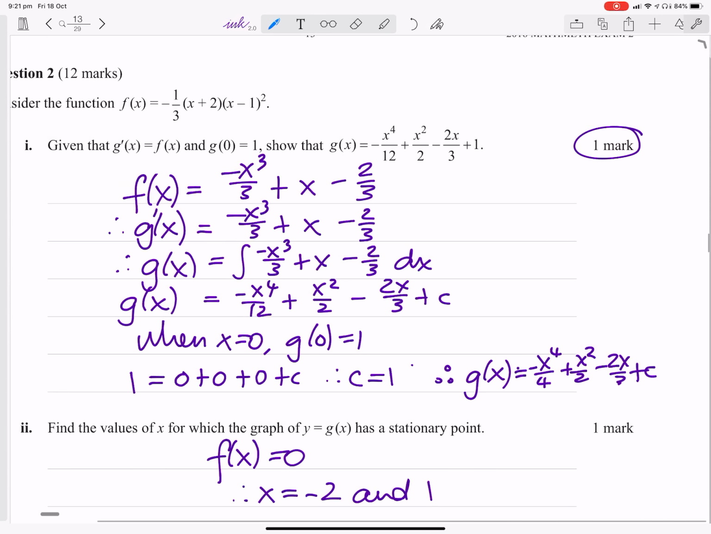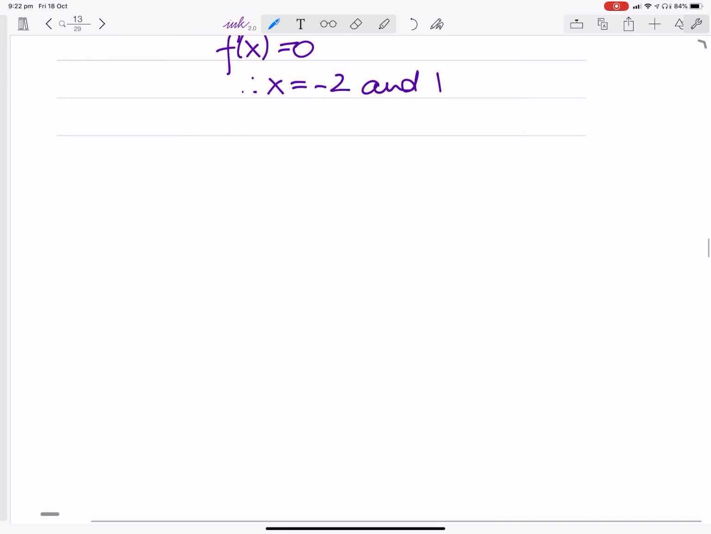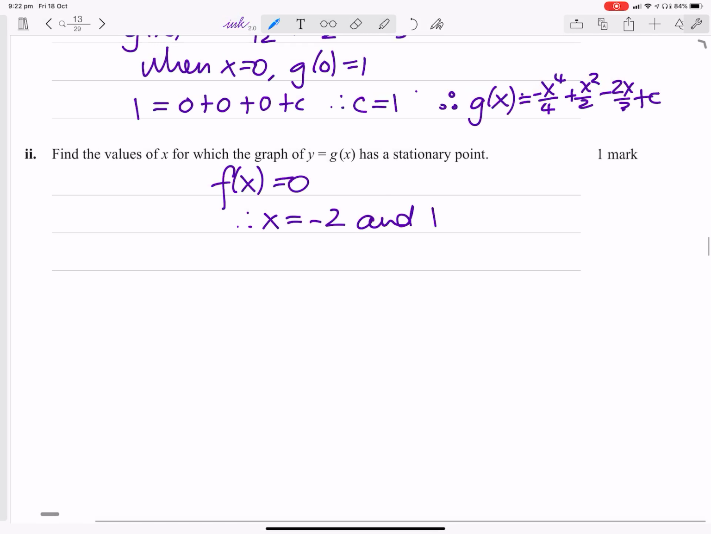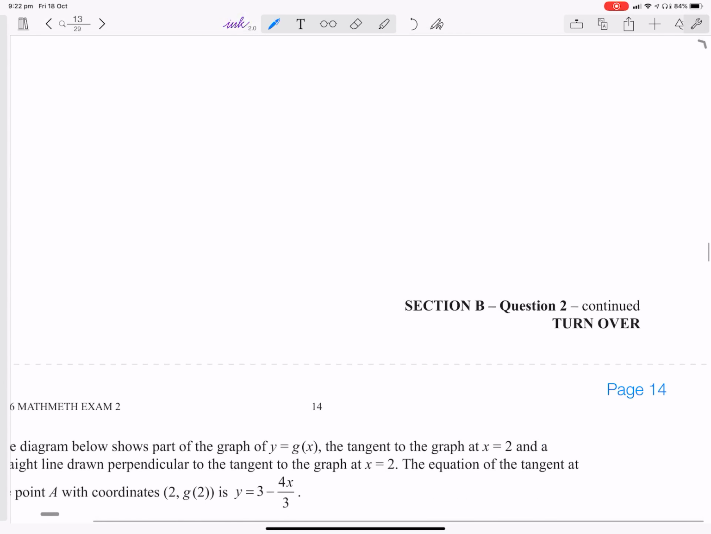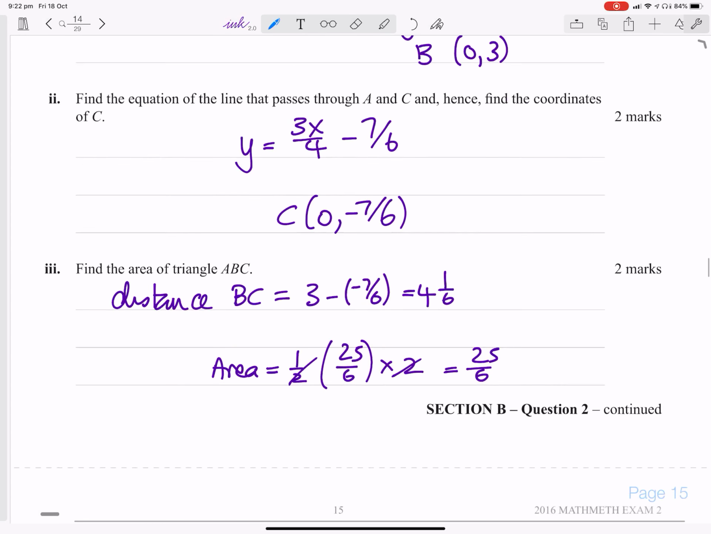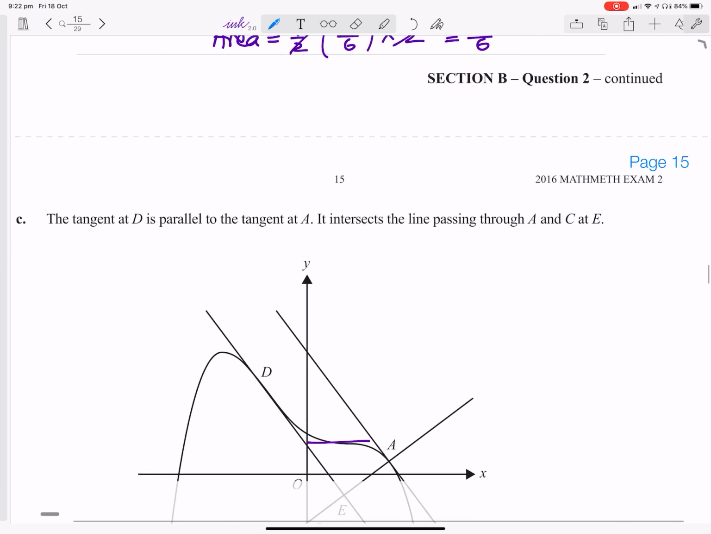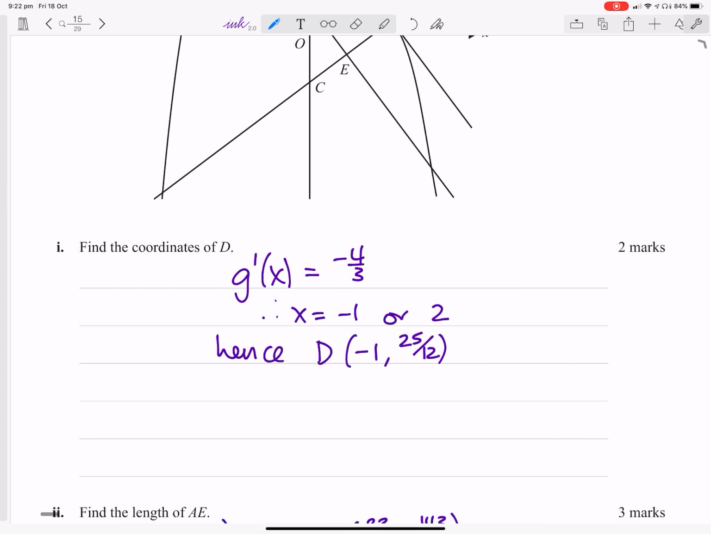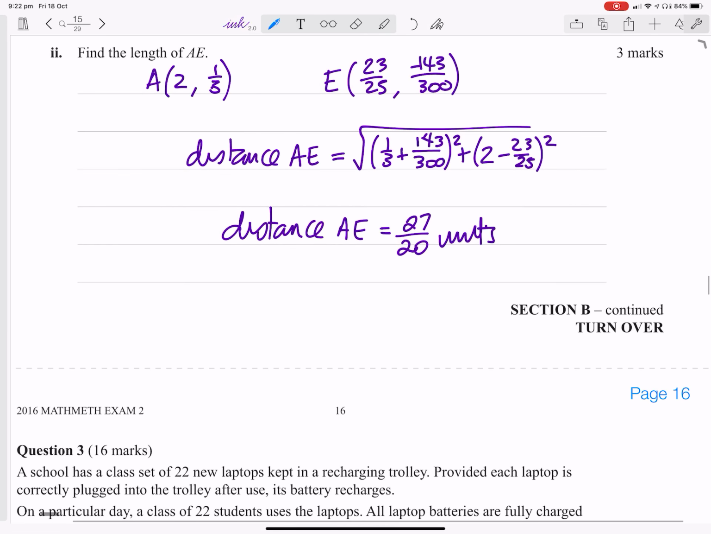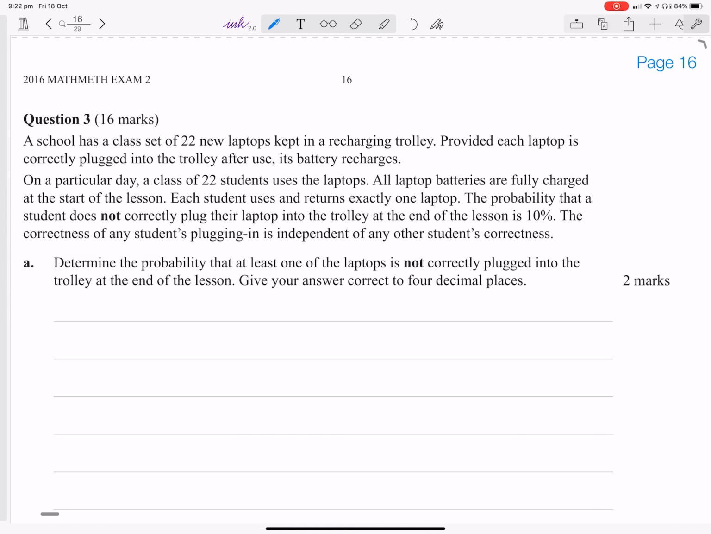It's a pretty long question. -2 and 1, find the values of x. So we did that, -2 and 1. Find the coordinates of B, 0, 3. Find the coordinates of C. Find the area of the triangle, 25 on 6. D is -125 on 12. That area is 27 on 20, so hopefully I haven't stuffed it up.